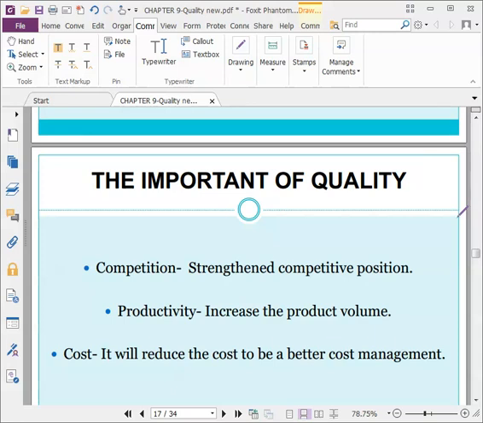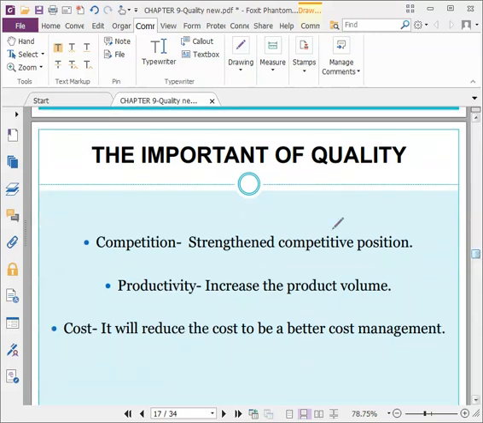Okay. In terms of competitive ataupun kita dengan company yang produk yang sama, menghasilkan produk yang sama. For example, Massimo bread, and also it compared with Gardenia bread. So if you want to compete with others, okay, you should produce the good quality product, in order for you to strengthen the competitive position. Okay, and then productivity increase the product volume.